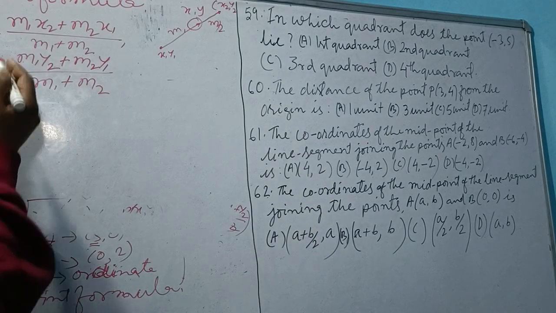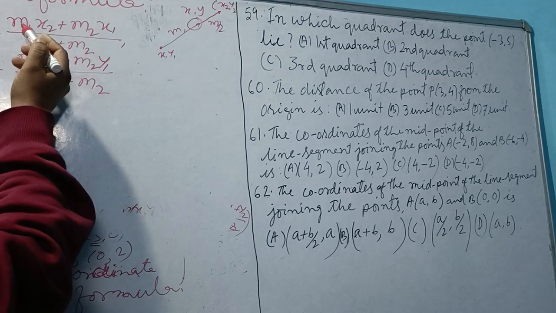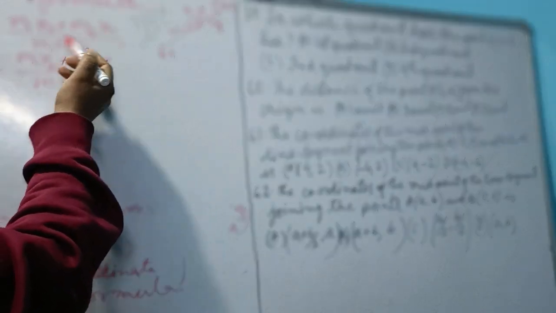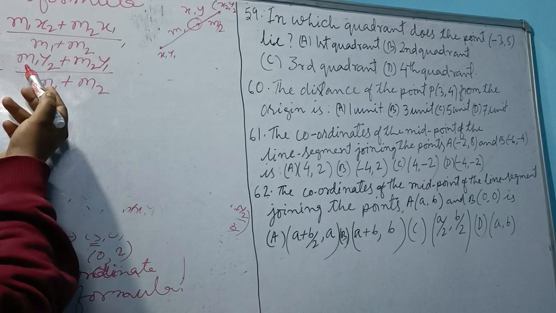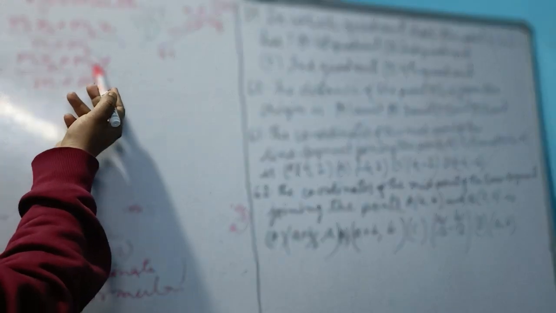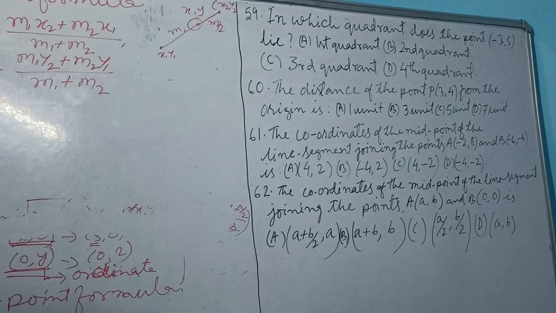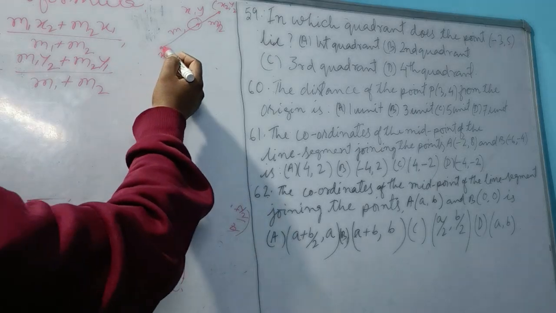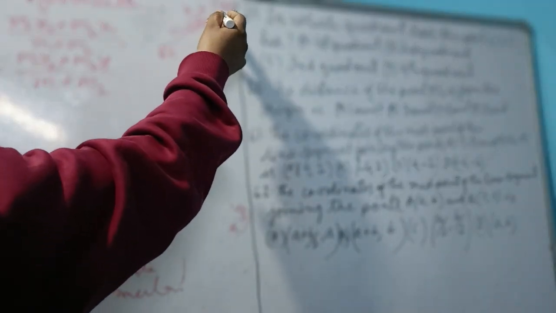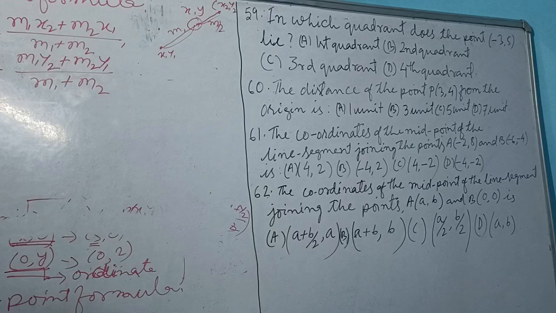In some books it is written as m and n, don't be confused. So sometimes it is written (m x2 plus n x1) divided by (m plus n), and (m y2 plus n y1) divided by (m plus n). Here I am considering the ratio as m1 is to m2, so that's why I am writing m1 by m2, clear. So this formula we have to use.